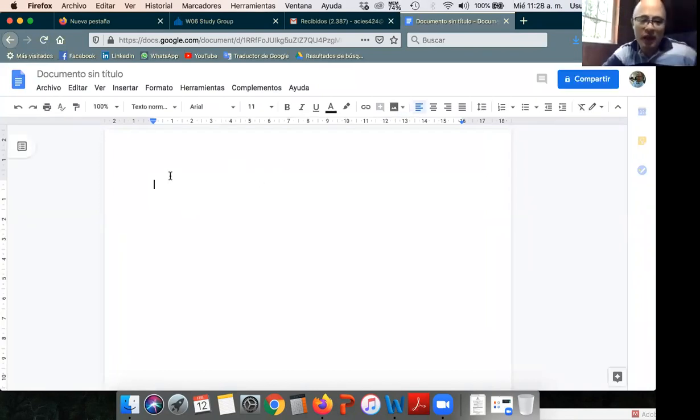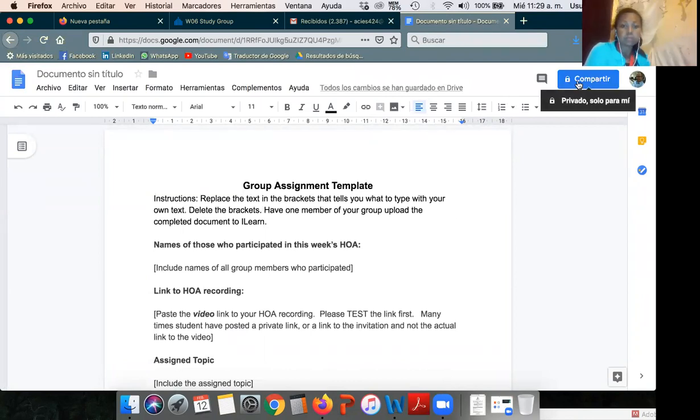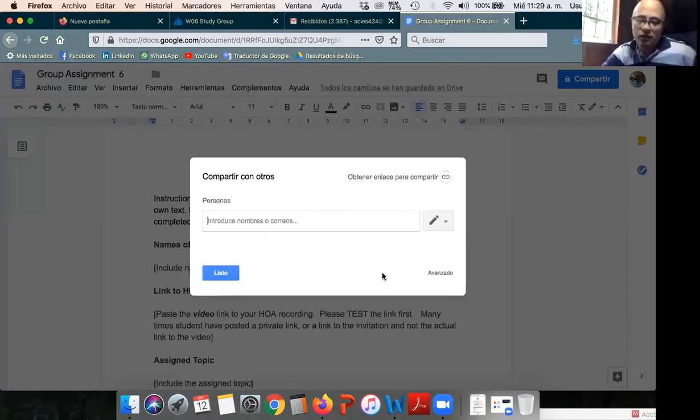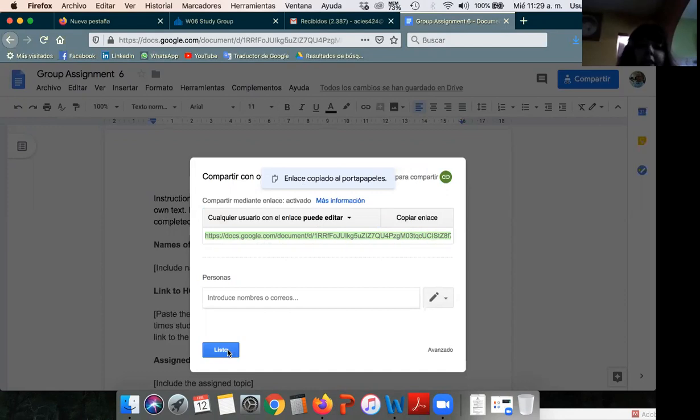And now paste your template. The next step is share. Here, first you give another name: Group assignment 6. And introduce, but it's so difficult when you put every email. For this reason, we take this and put here anyone with the link. That means anybody can edit that document. Yeah, that's the option. This is the only option.